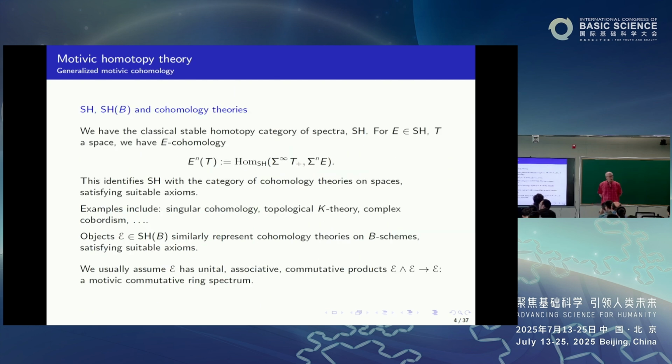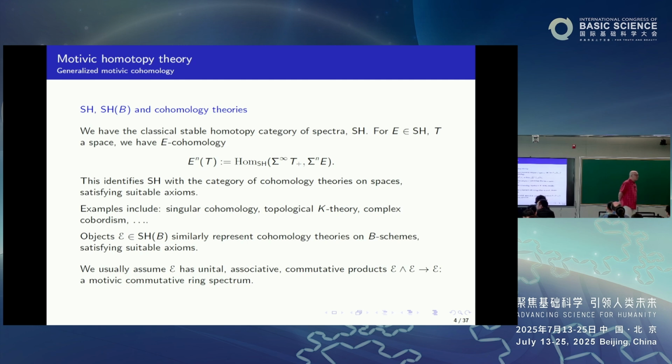So cohomology, that's what we're after here. In the classical stable homotopy category of spectra, don't be scared by that. It's just a category which represents all reasonable cohomology theories on spaces. So it's really these objects. You have singular cohomology. You have topological K-theory. You have complex cobordism. All kinds of cohomology theories. And they're all represented by objects in this one category, the stable homotopy category. And this gives you a way of comparing different cohomology theories as morphisms in the category, building new cohomology theories out of old ones, using the triangulated structure.